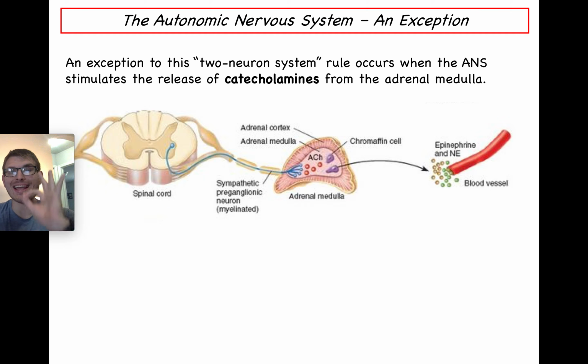So there is one exception to this rule of using two neurons, and this is something that we're going to cover again later in this chapter. The exception, one case in which you only use one neuron, is when you involve the adrenal medulla. A little bit of review on the adrenal medulla from our endocrine chapter: the adrenal medulla produces catecholamine hormones. So we're talking about mainly epinephrine, right? Mainly epinephrine, a little bit of dopamine, but that's about it.